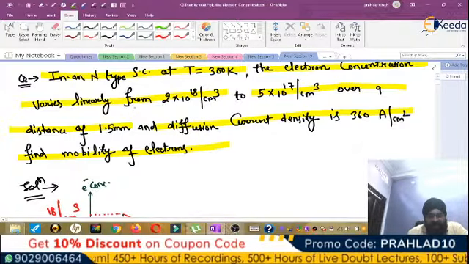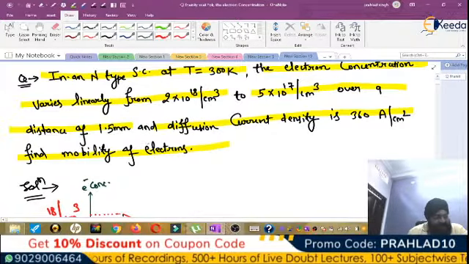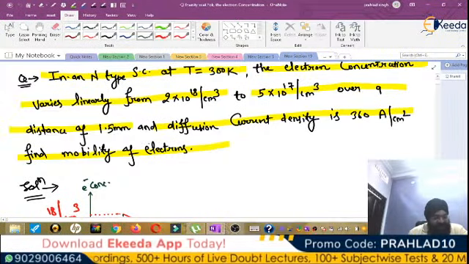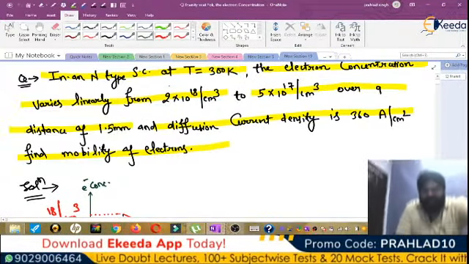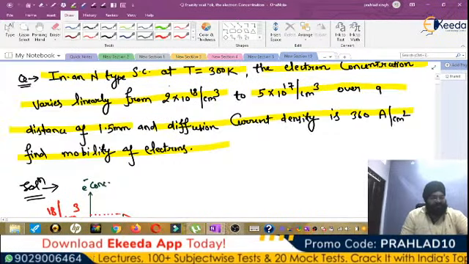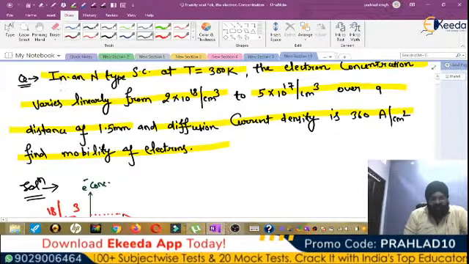In this session, we will discuss numericals about mobility, resistivity and conductivity in the semiconductor. Okay, so let me start with this numerical.